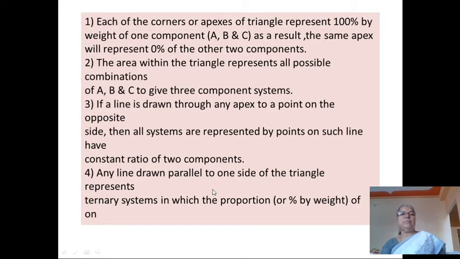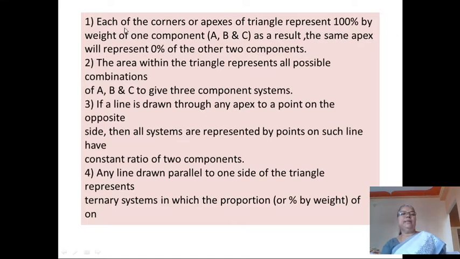Then the phase diagram of the three component system is a triangular graph. With the help of the triangular graph, we can explain the phase diagram of the three component system. The scientists Stokes and Roozeboom expressed the compositions of three components with the help of an equilateral triangle. And all of you know the equilateral triangle. Certain rules are there to study the phase diagram.